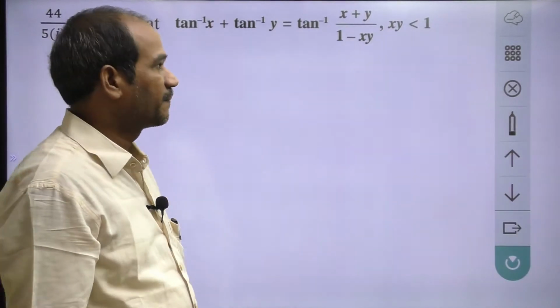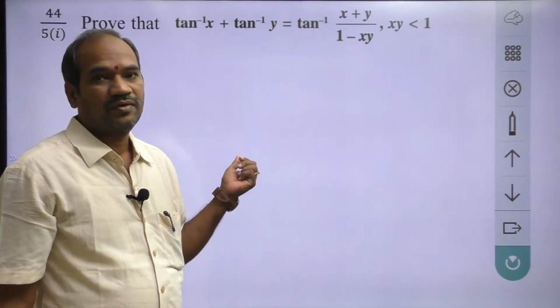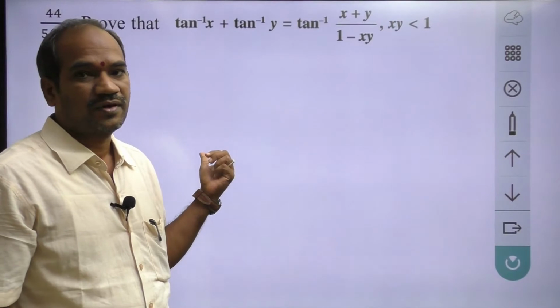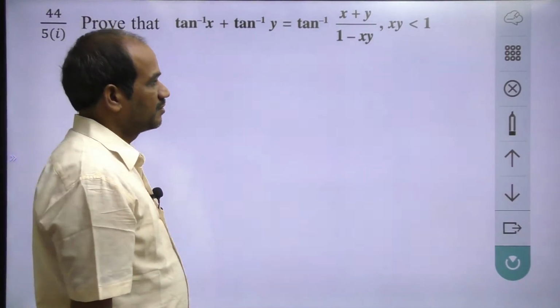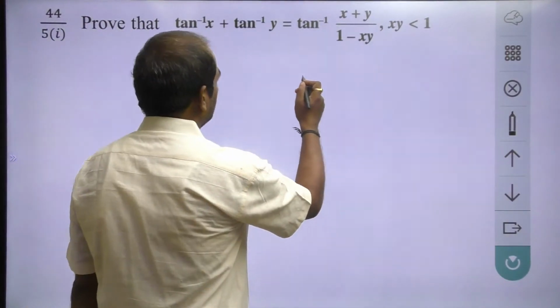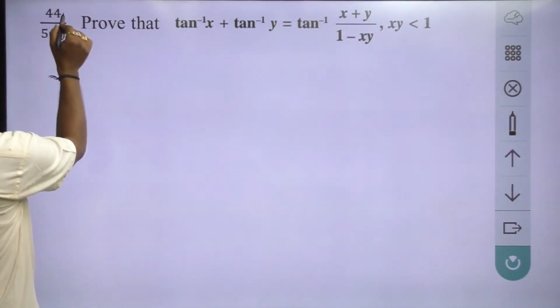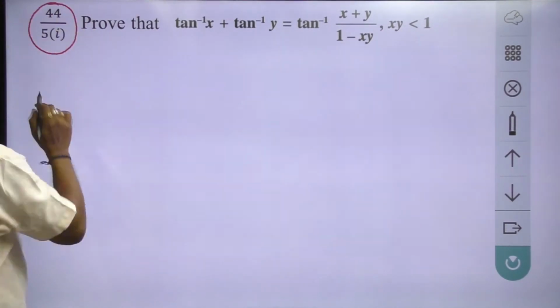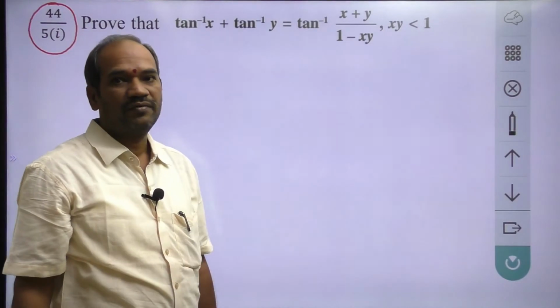Continuation problems. See here, first this question, a very important 3 marks question. This form of proof is important. See here in this question, page number 44, by 5 in 1. Page number 44 by 5 in 1.